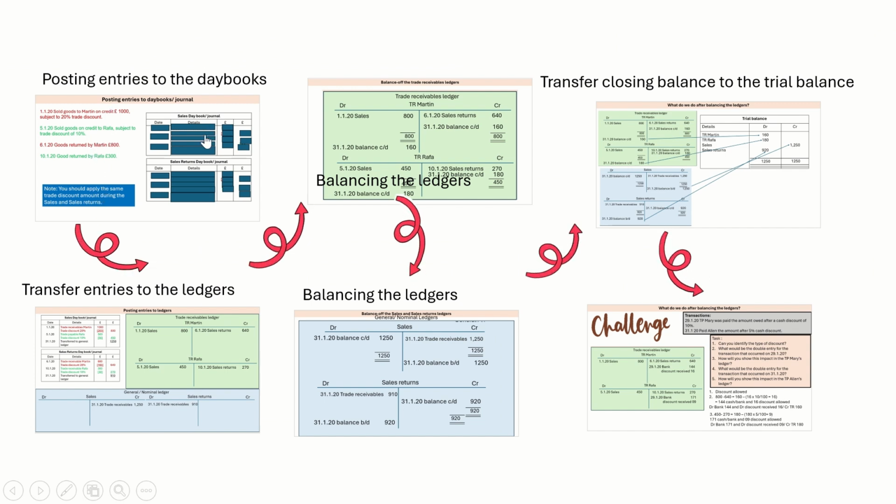You post entries to the sales and sales returns daybook. Followed by that, you post entries to the ledgers under the receivables ledger, and then transfer entries to the nominal or general ledger. Followed by that, you balance off the ledgers, and then you transfer the entries to the trial balance. Finally, you have a challenge activity, followed by a past paper question related to today's chapter.